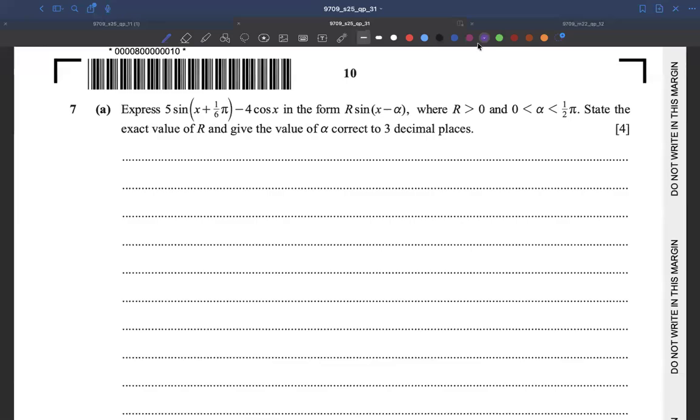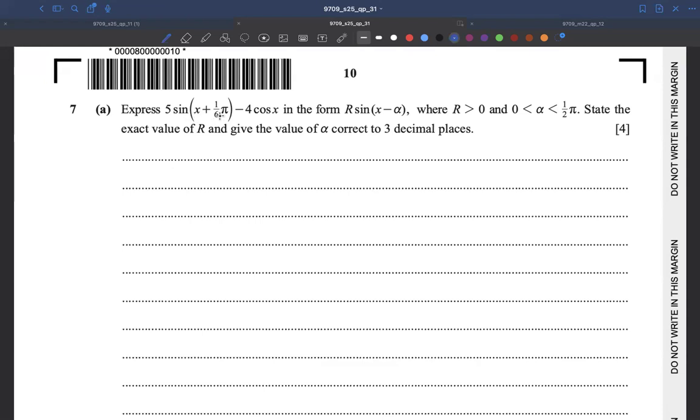In question number 7, we have to express 5 sine(x plus 1 upon 6 pi) minus 4 cos x in the form r sine(x minus alpha). We have to state the exact value of r and give the value of alpha correct to 3 decimal places. In the first step, we'll have to expand sine of (x plus 1 upon 6 pi).